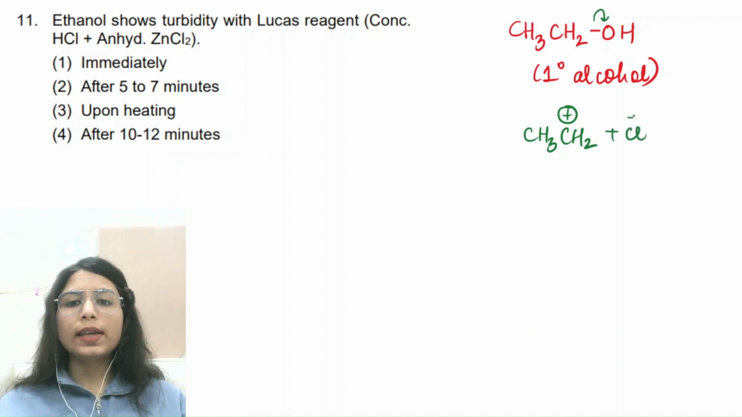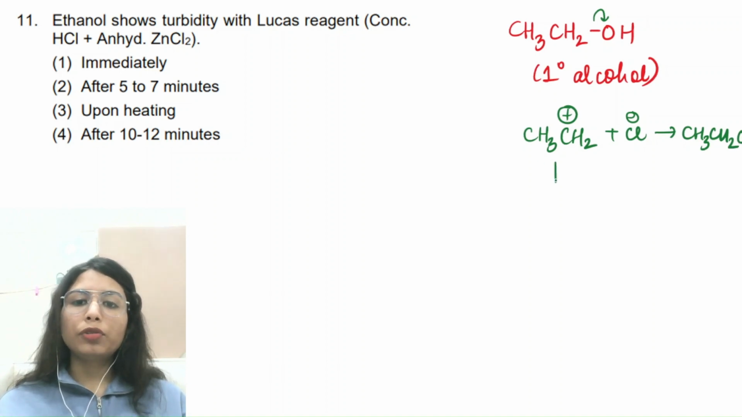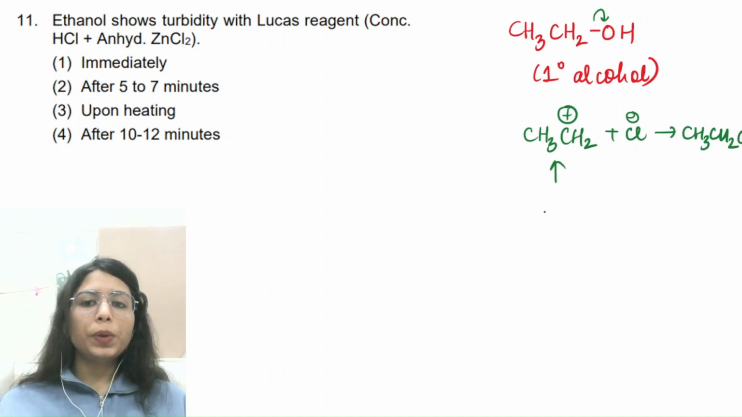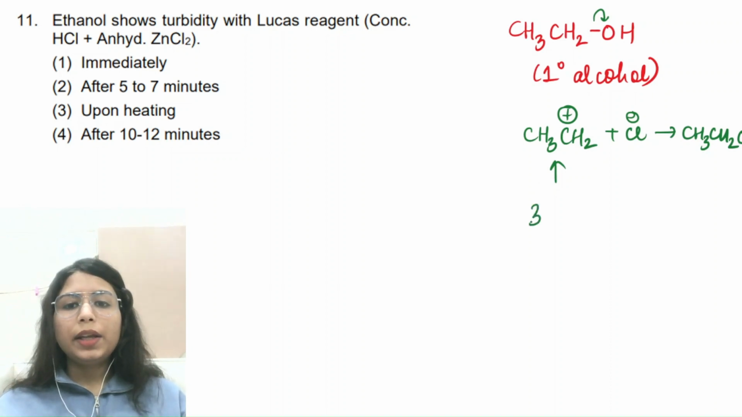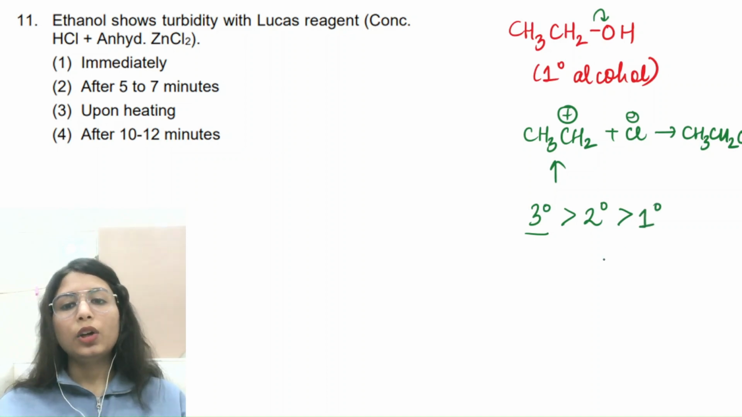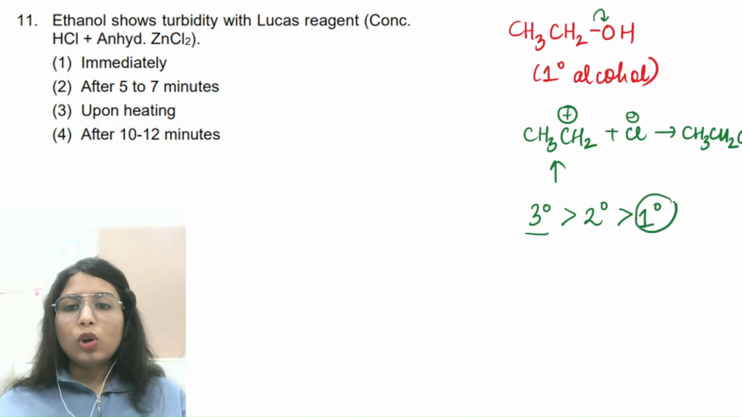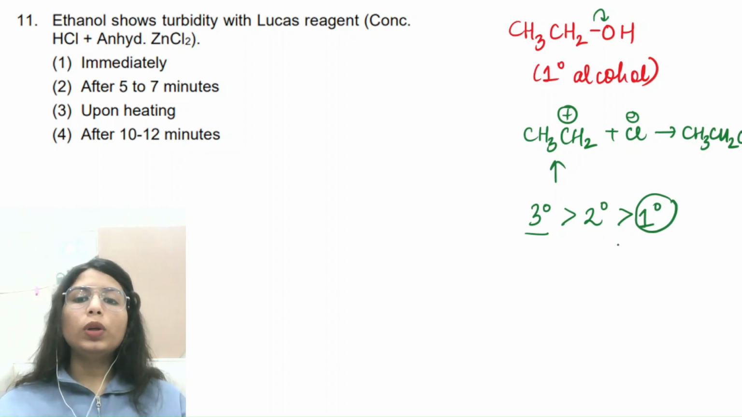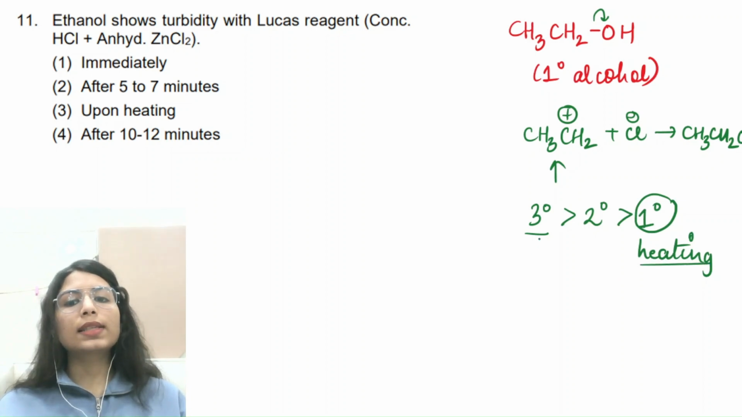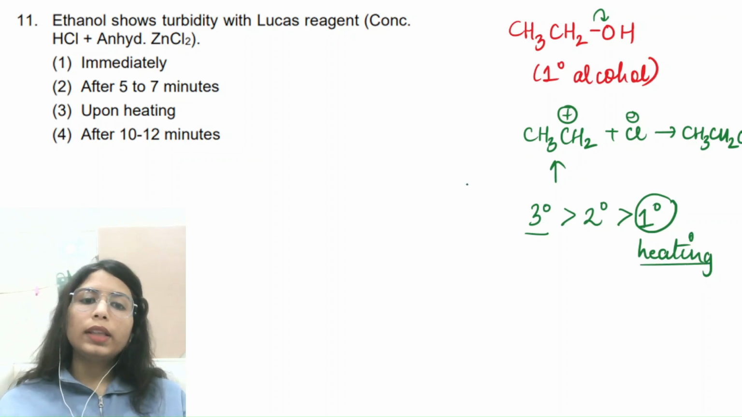Okay, because here the Cl minus comes up and basically the substitution takes place. So if the carbocation is stable, then it is going to show you the turbidity at a faster rate as compared to another carbocation. So if I compare the rate, then 3 degree shows the fastest turbidity, then 2 degree and then 1 degree. Even 1 degree alcohols basically show turbidity only upon heating. Why? Because the carbocation is extremely less stable as compared to 3 degree and 2 degree. That is why here the answer would be my third option, that is upon heating.